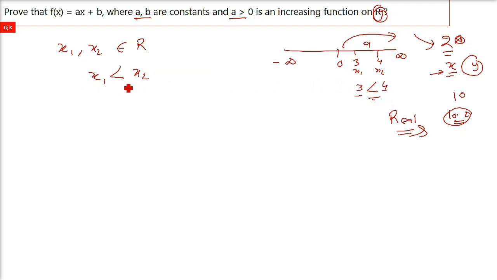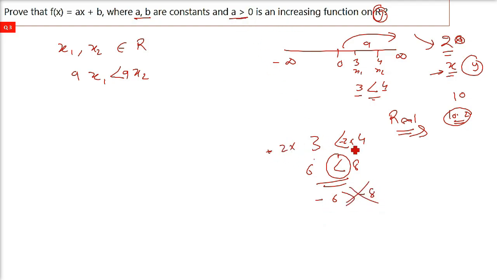Now let us multiply both sides by a. Please remember, a is a constant number, and a is greater than 0. Let me give you one more example here to make you understand. If you multiply both sides by 2, 6 and 8, 6 is less than 8. So this less than relationship will never change. When you multiply by a negative, the sign will change. But a is greater than 0, so this will never happen in this case. So it will always be the less than relationship. When you multiply both sides by a positive value, the less than relationship will not change.